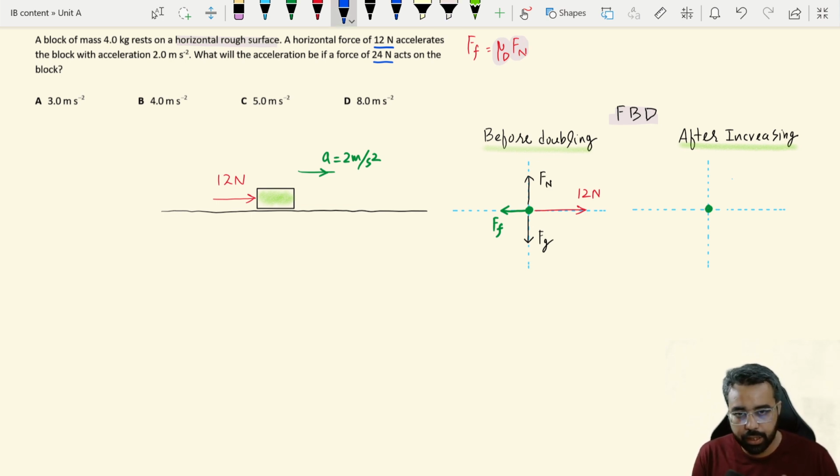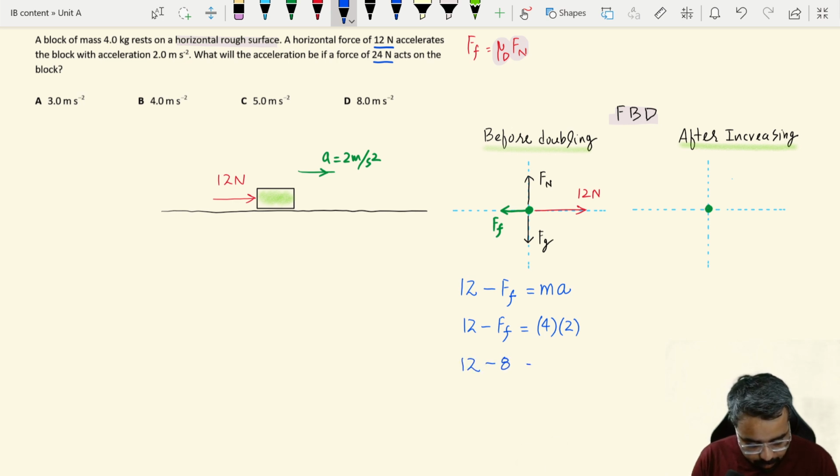So if you apply Newton's second law, because of the unbalanced force, we see that 12 Newton minus frictional force is the resultant force, the net force, that must equal the mass of the object times its acceleration. With the help of this equation, we can certainly find out the frictional force. What is the mass? That is a 4. Acceleration is 2. So 12 minus 8 is equal to the frictional force exerted on this object by the rough surface. So this will not change.